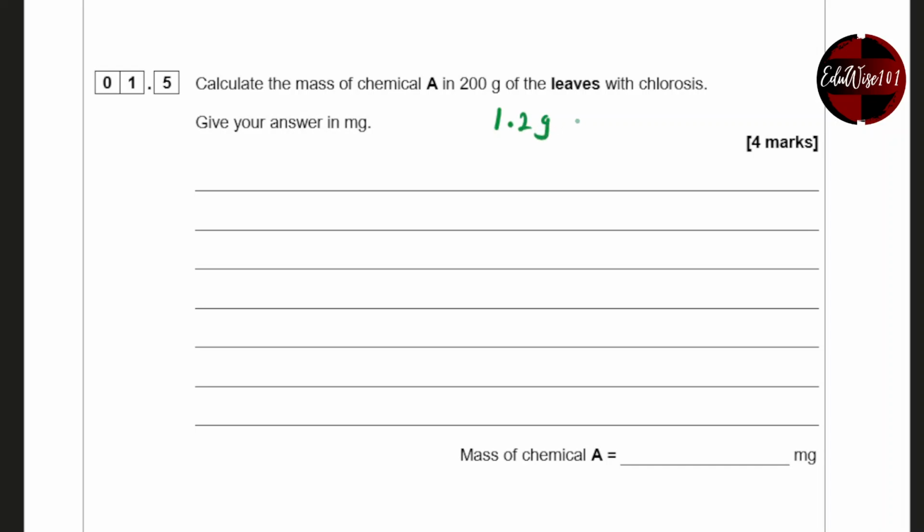1.2 grams in 100 grams. Calculate the mass of chemical A in 200 grams. Now, according to the table, in 100 grams, it should have 1.2. So in 200 grams, it should have double that, isn't it? So, am I missing something?